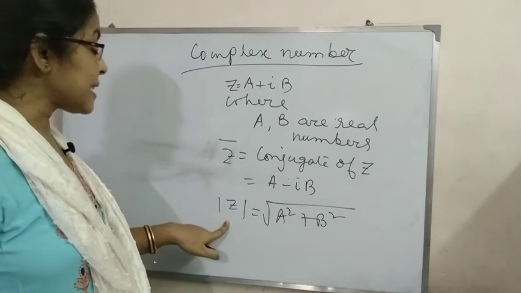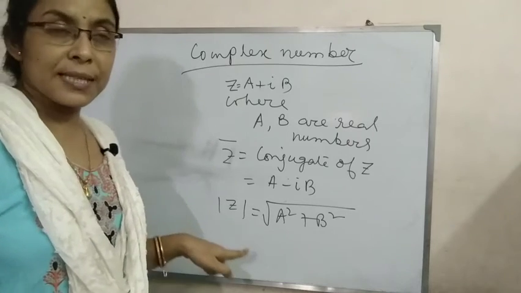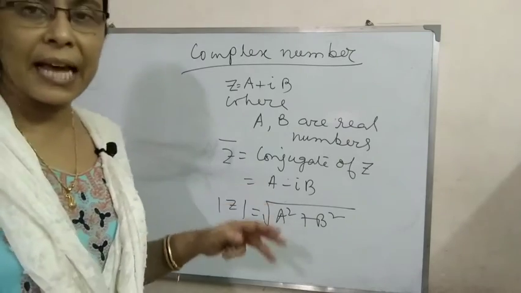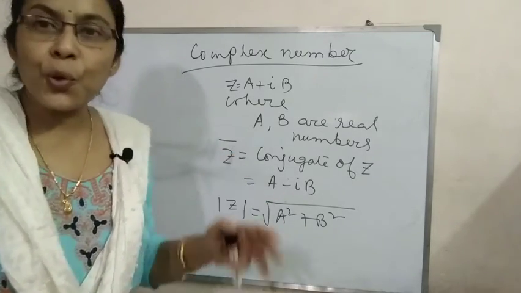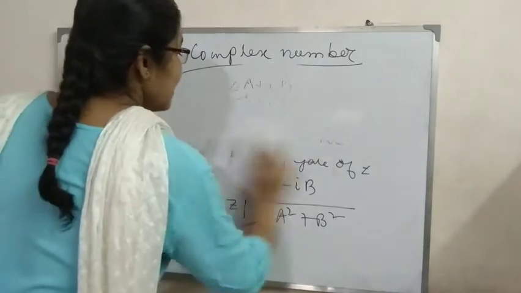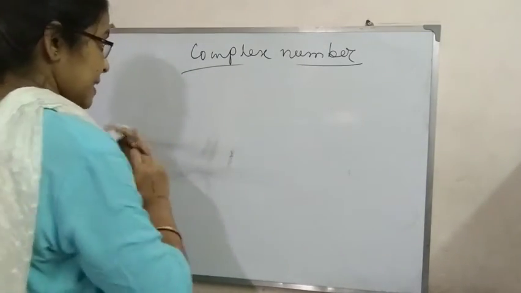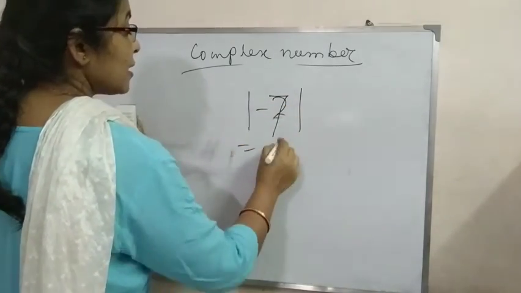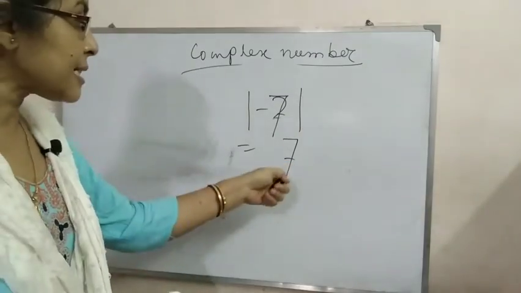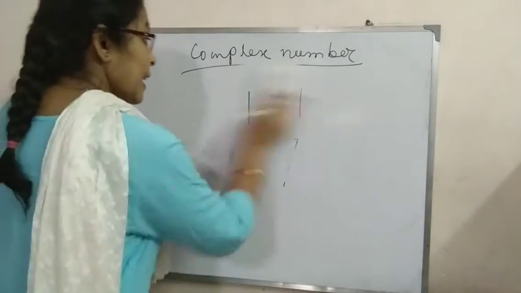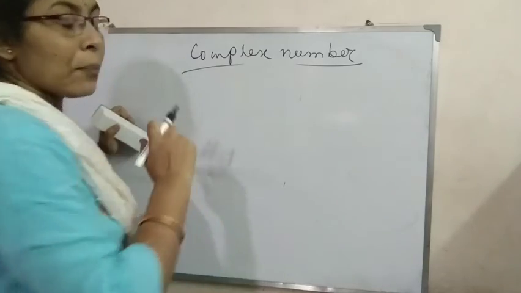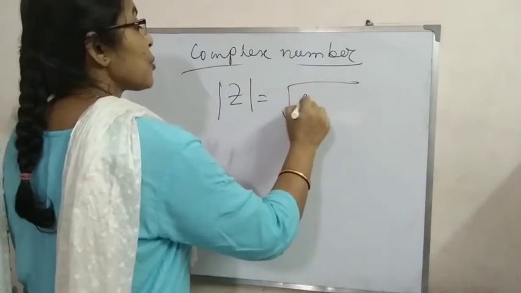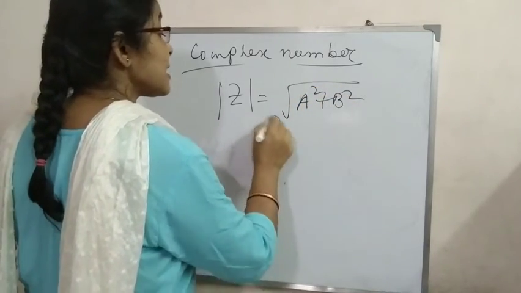Z modulus z equal to root over a square plus b square. This is always the positive value. I know modulus of any real number is equal to absolute value of that number. That means if I say mod minus 7 equal to what? This is equal to 7. This is the absolute value of minus 7. Here similarly, modulus of complex number is always root over a square plus b square, and it is always positive.